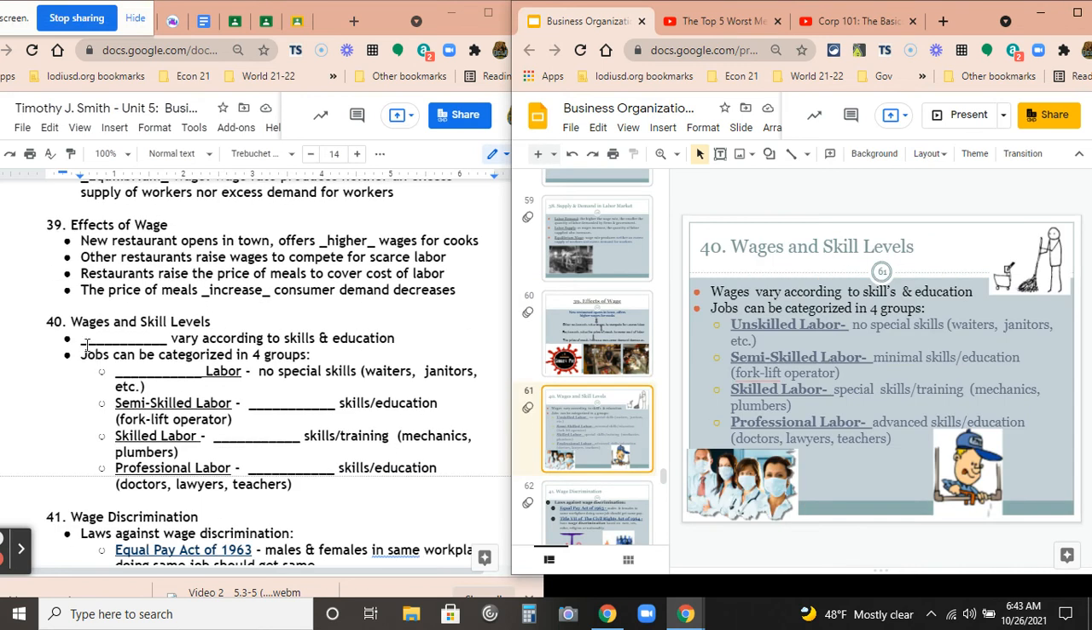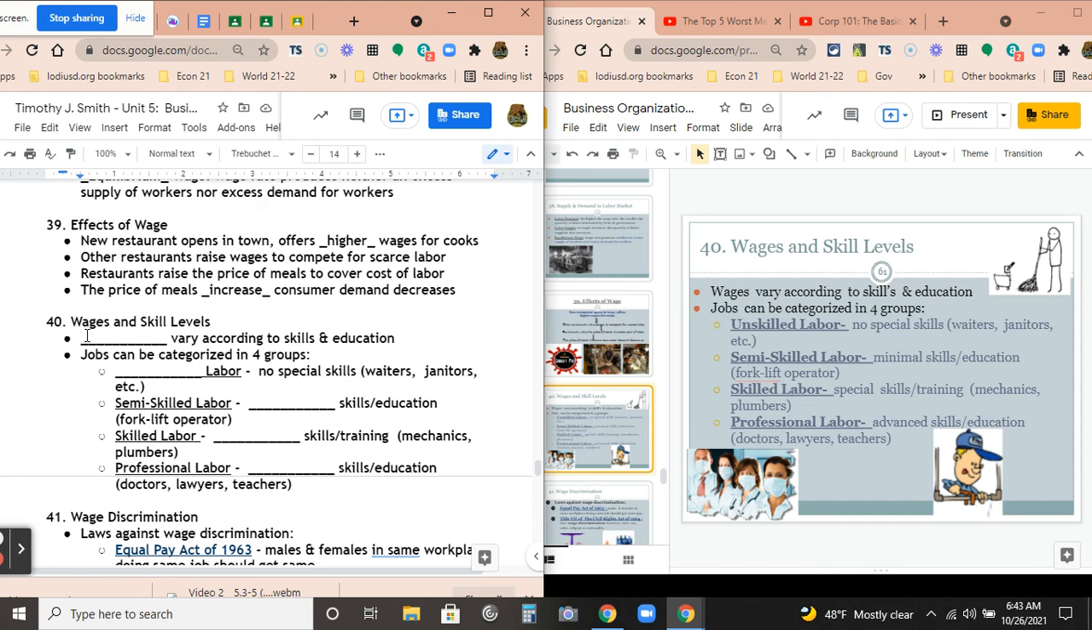Wages and skills. Wages can vary according to skill and education. If you have a neurosurgeon, a brain surgeon, they're going to tend to be paid more because they have a high and unique skill, and they also have a high level of education. And there's not that many people that do that job really well.